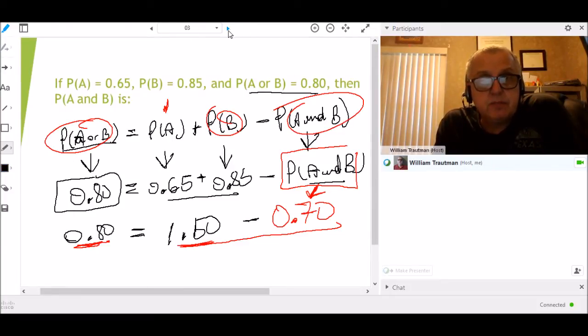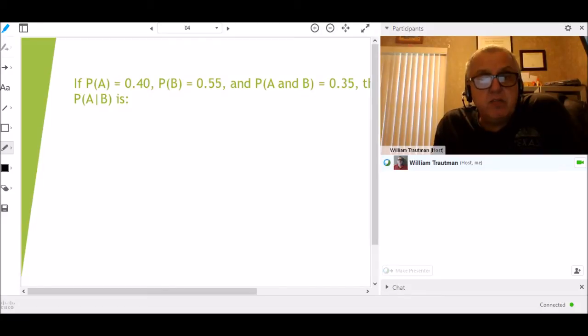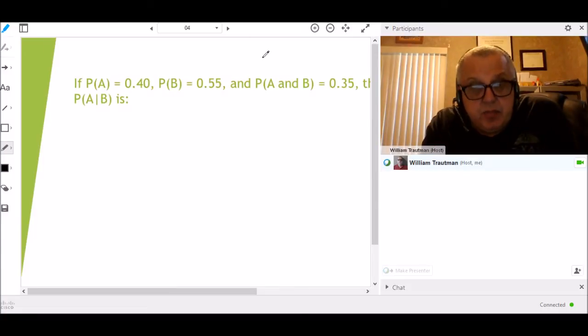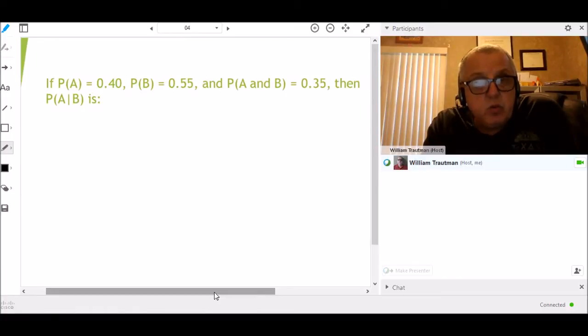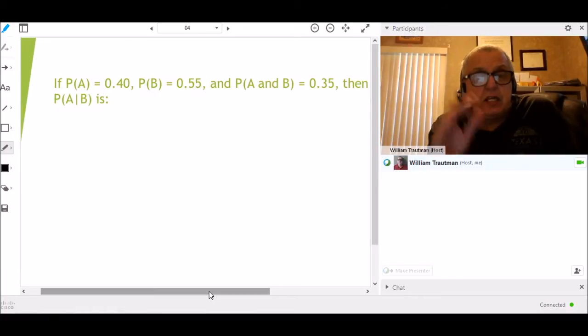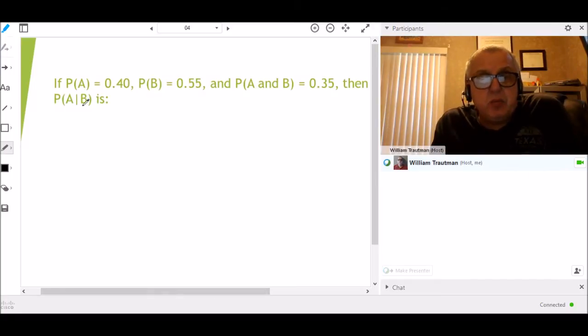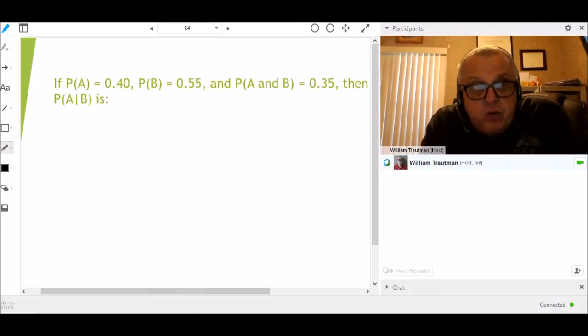Let's try the next one. If the probability of A is 0.40, the probability of B is 0.55, and the probability of A and B is 0.35, then what is the probability of A given B? So that slash means given. A given B. It's a conditional probability. So if you go to your formula sheet, we want to find the probability of A given B and see if we can do anything with that.